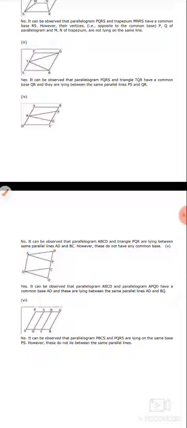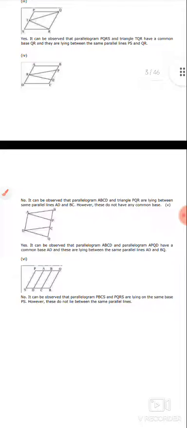It can be observed that parallelogram ABCD and parallelogram APQD have a common base, that is AD, and these are lying between the same parallel lines AD and BQ. Then come to figure number 6. Figure number 6 is again no. It can be observed that parallelograms PBCS and PQRS are lying on the same base PS, but they do not lie between the same sets of parallel lines.